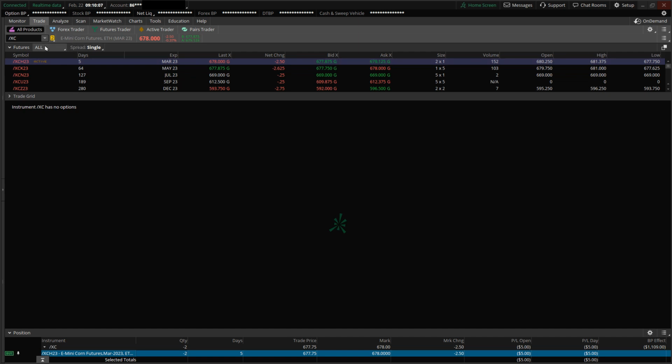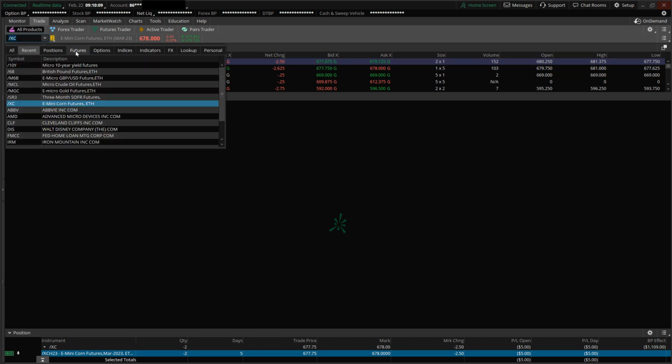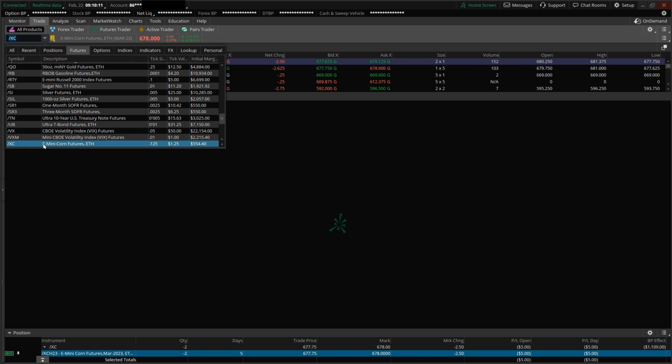So how is corn quoted? Well, if I click on the futures, the base contract is /XC, and for every 0.125 move up or down, it's a profit or loss of $1.25. Now, considering I shorted 2 contracts, the multiplier is 2. So for every tick move up or down, it's a profit or loss of $2.50.